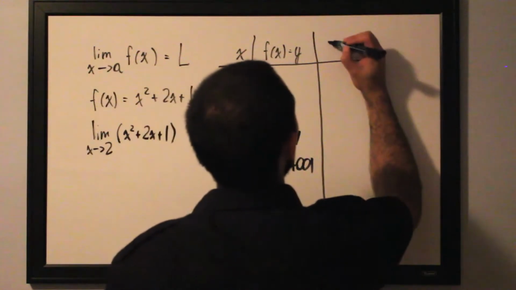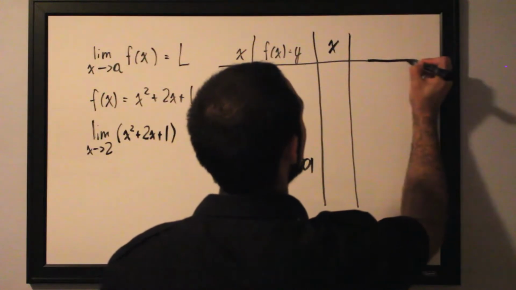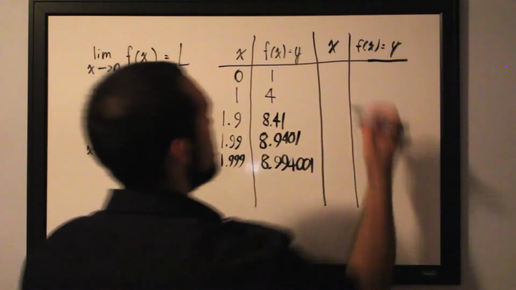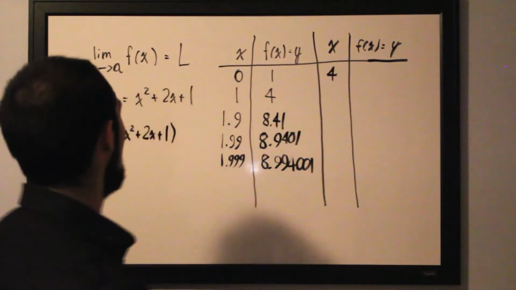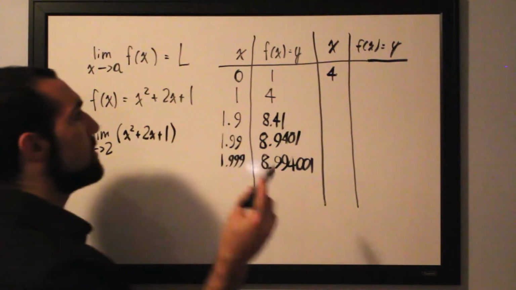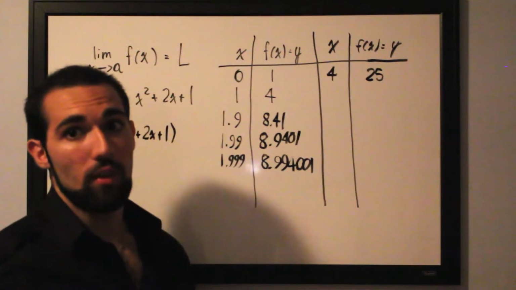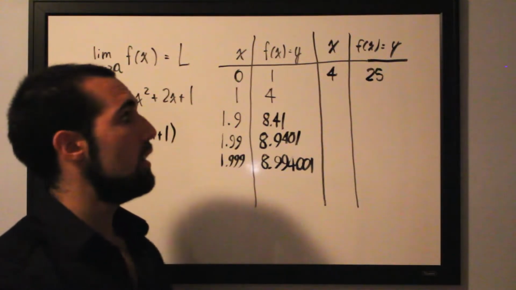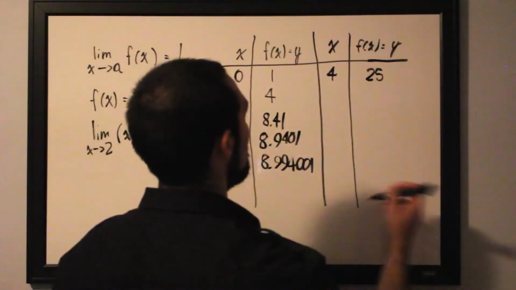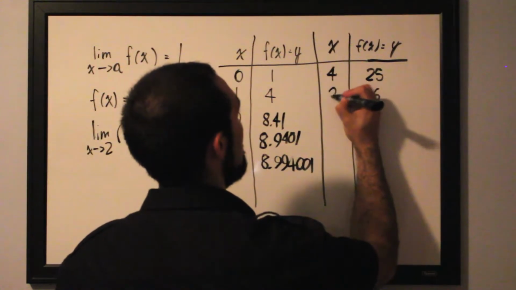Essentially, we're going to plug in our x and our f of x, otherwise known as our y output. Our x is going to be, say, 4, so we're going to plug 4 into this function over here. 4 squared is 16 plus 8, that's going to be 24, plus 1 is going to be equal to 25. That's going to be our output. Now say we want to get even closer to 2, we want to plug in 3. So we plug in 3, 3 squared is 9, plus 6 is 15, plus 1 is going to be equal to 16. So our output over here is going to be 16 if we were to plug in 3.